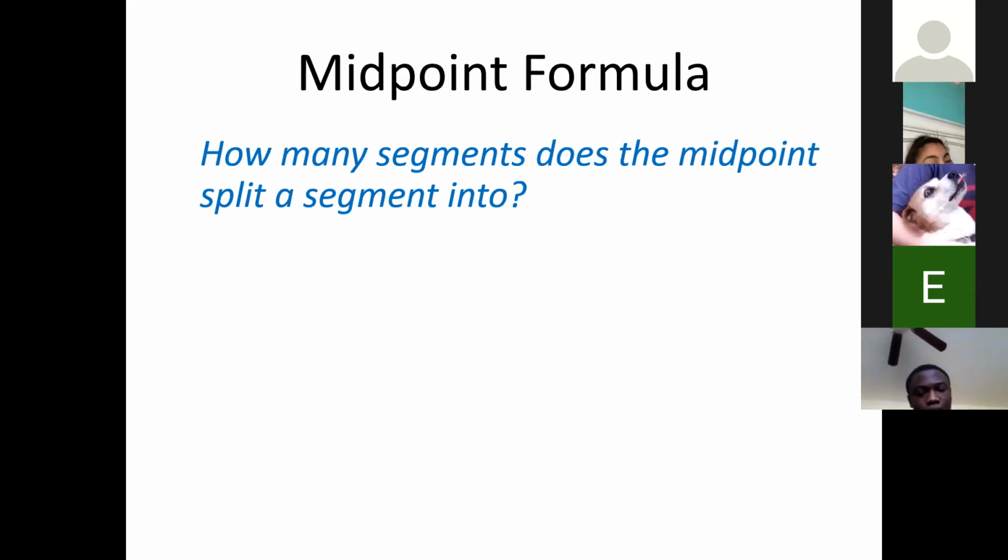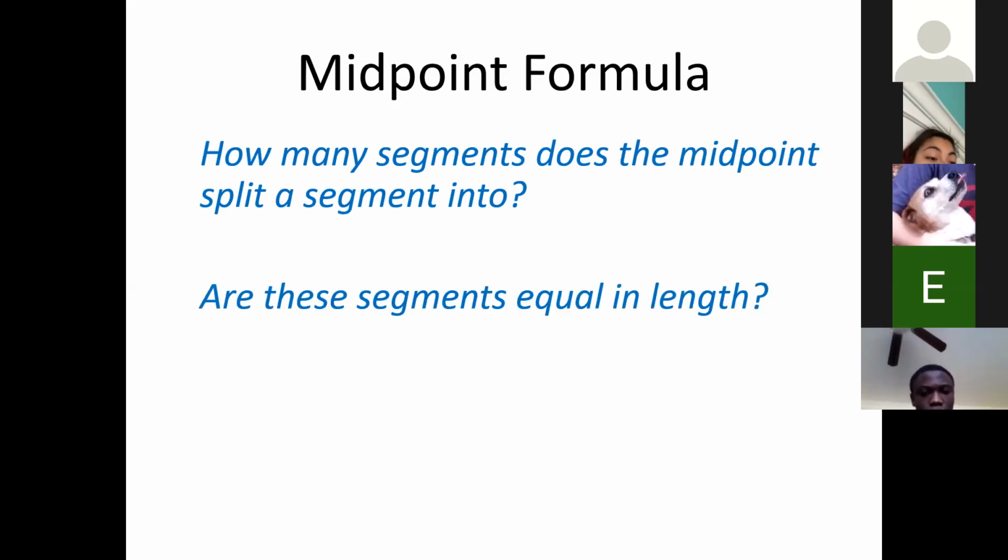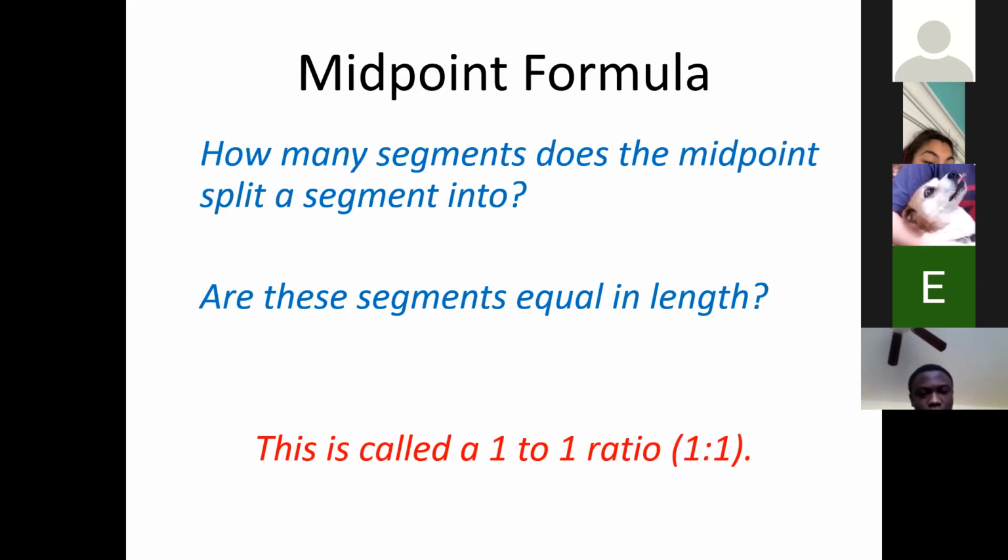We remember what our midpoint formula was. We learned that back with our distance formula. But we want to know now, are these segments equal in length? Because if they are, that's a ratio called 1-to-1. But guess what? Not all ratios are 1-to-1. Sometimes you might want to divide something in a ratio of 3-to-2 or 5-to-1, whatever it is. And that's what we're going to learn today, is how to do that.